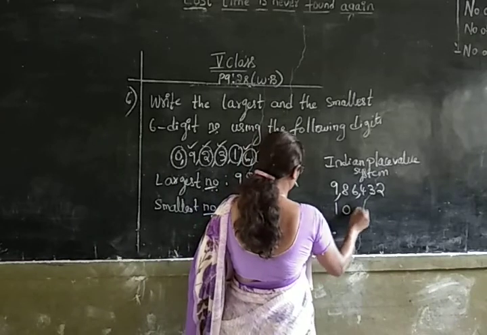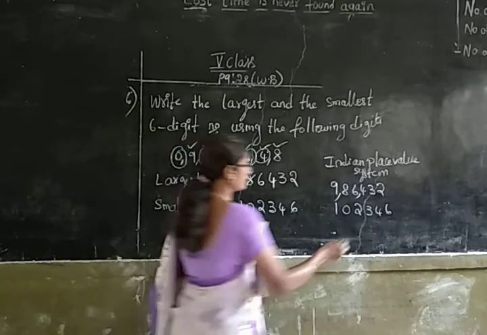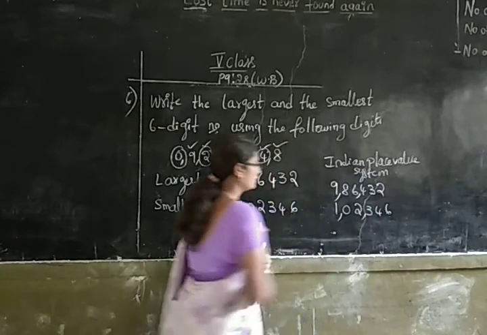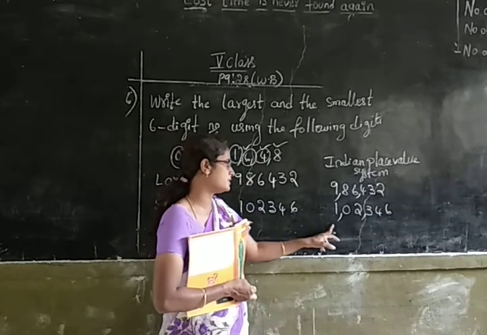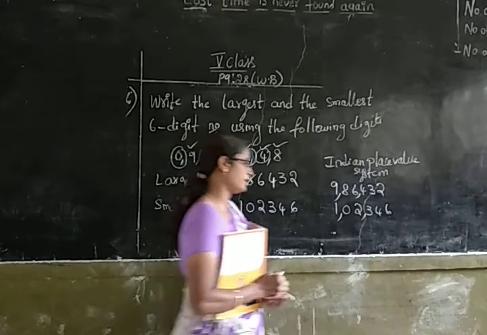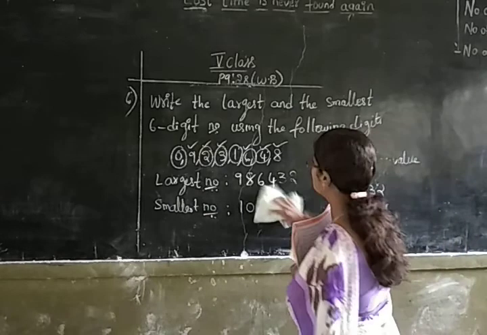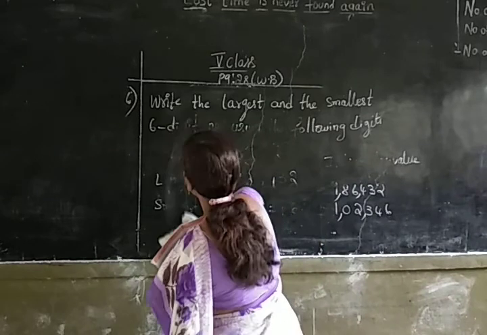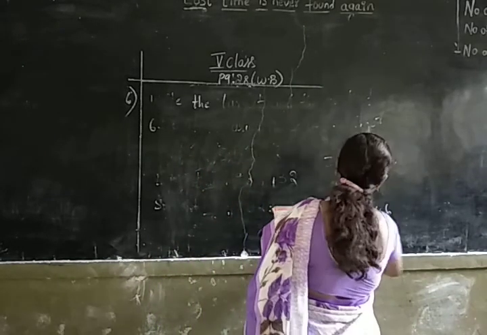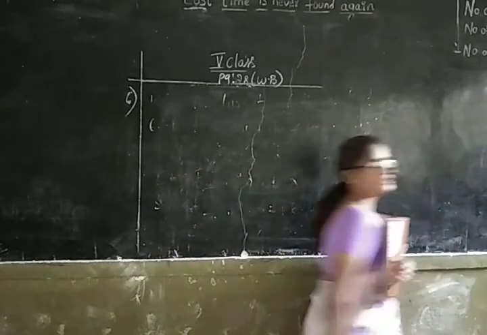Now you have to write the smallest number. So you have to place the commas according to the Indian place value system. So the smallest 6-digit number using the given digits is 1,02,346. Okay children. So these are the largest and the smallest numbers using the given digits, and we have also written them in the Indian place value system. Okay children, did you understand?